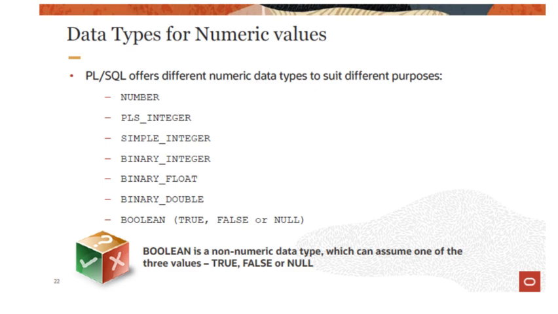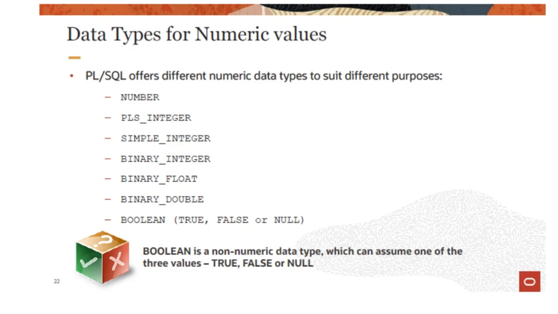Binary_integer is used to store signed integers. Binary_float is a floating point number in IEEE 754 format. It requires 5 bytes to store a value. Binary_double is a floating point number in IEEE 754 format. It requires 9 bytes to store a value. Binary data types are useful to improve the performance of computation-intensive operations.